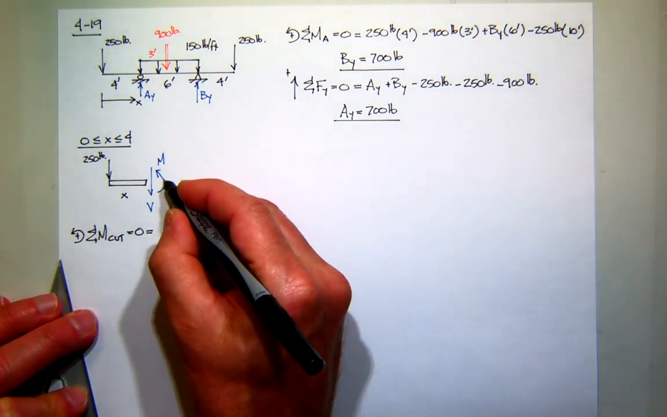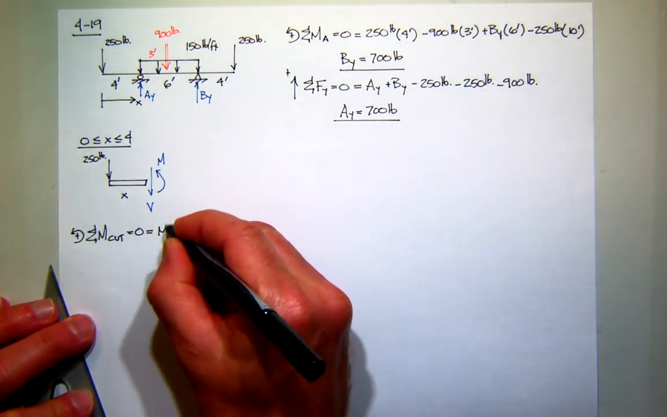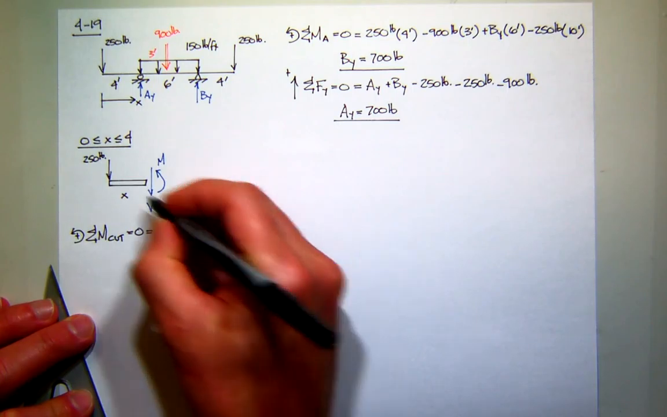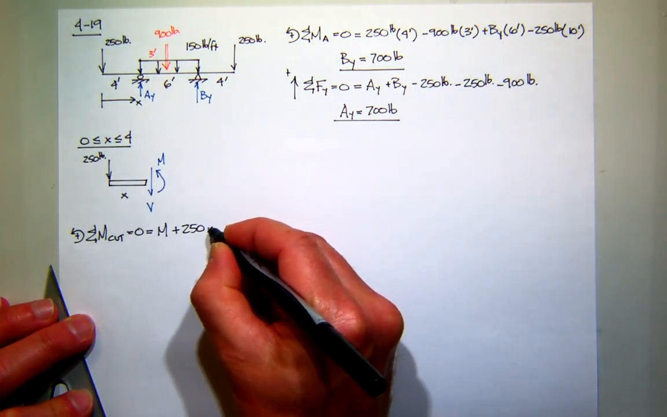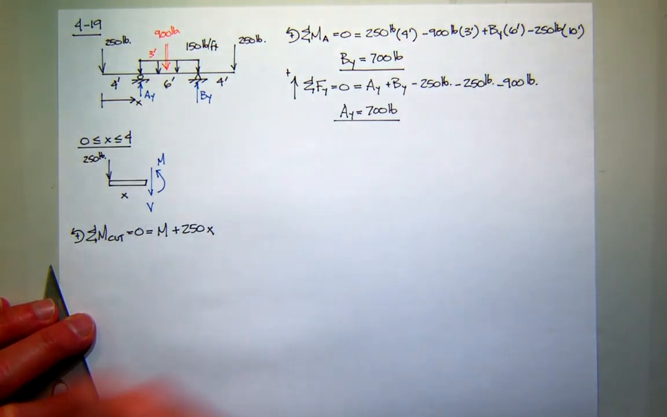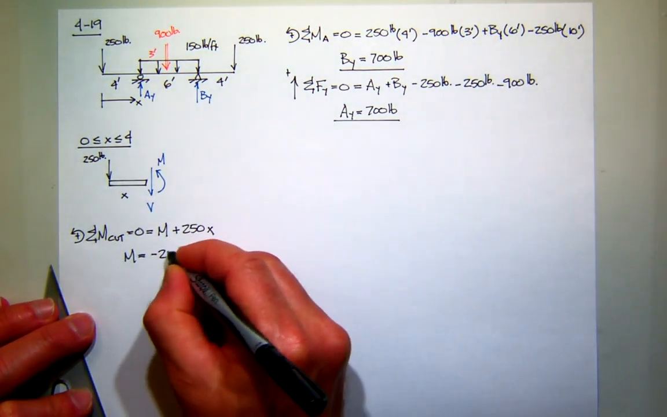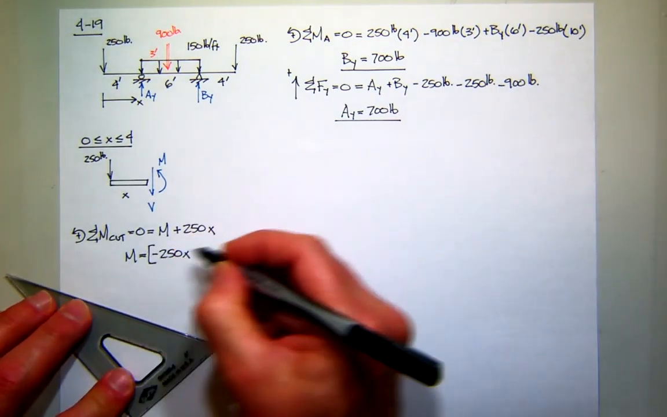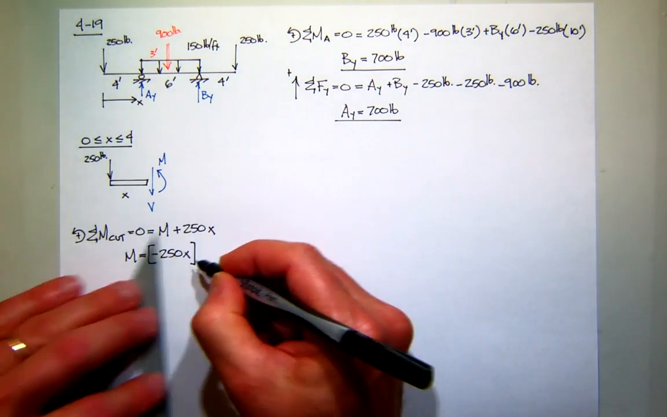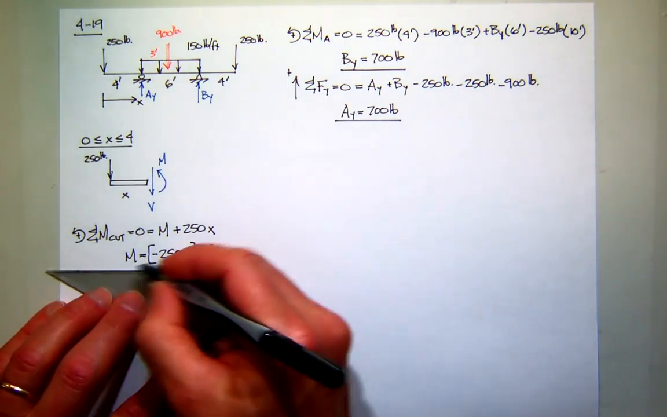So this moment is positive or negative with my right-hand rule? Positive. And then I'll add the moment created by the 250-pound force at a distance of x. So it looks like the moment is equal to minus 250x. And I'll go ahead and put units on there. That'll be kip feet. There's my moment.